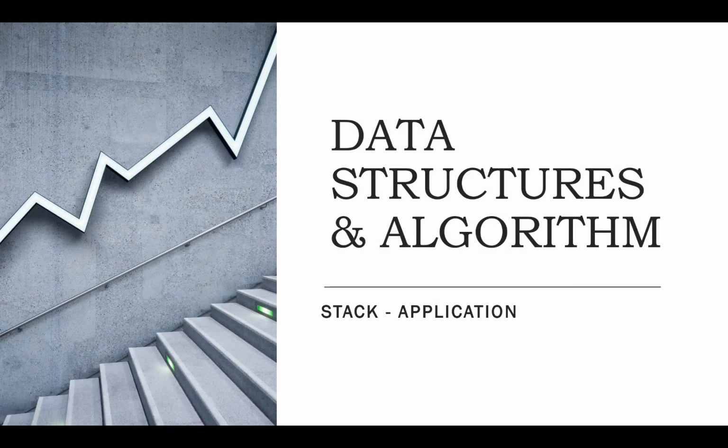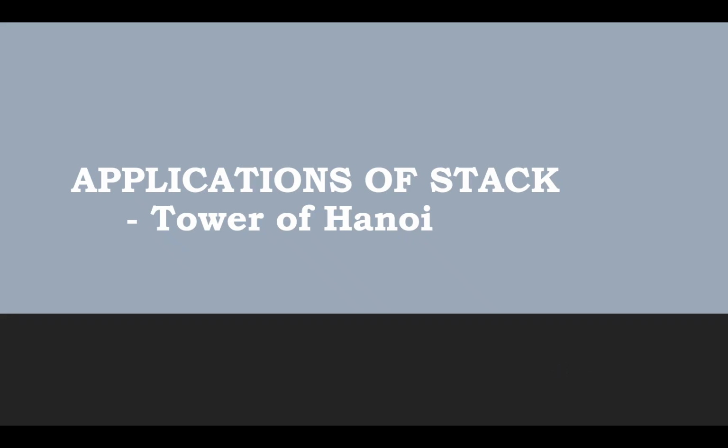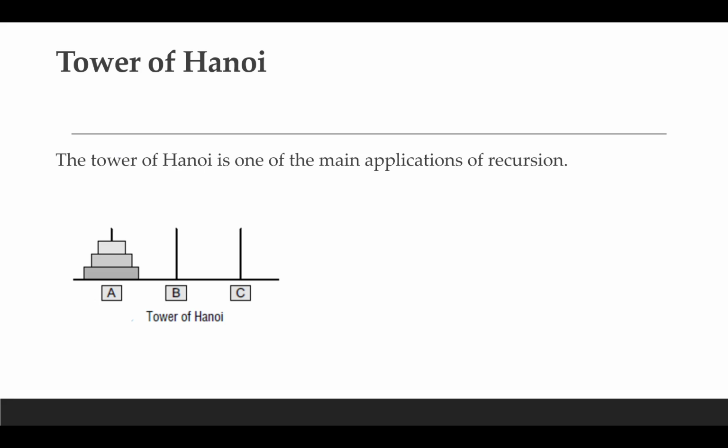In this video we are going to see about the Tower of Hanoi. This is one of the main applications of recursion, as well as an application of the stack. So here you can see the figure. There are three poles, that is A, B and C. Here pole A is the source and pole C is the destination, and pole B is a spare pole.